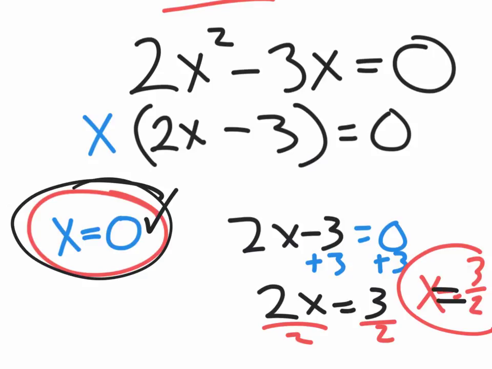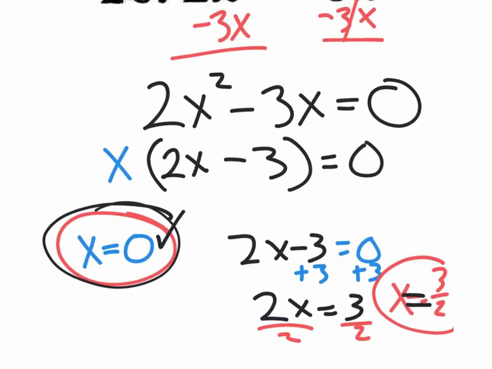Now the 3 halves, let's see if it works. We're going to have to plug in 3 halves into this x squared. So when you go 3 halves squared, that's really 3 halves times 3 halves, which is 9/4. Okay? It's going to require a little bit of work. So we really have 2 times 9/4, and then minus 3 times 3 halves. And that should give us 0. That should give us 0 as a final answer.